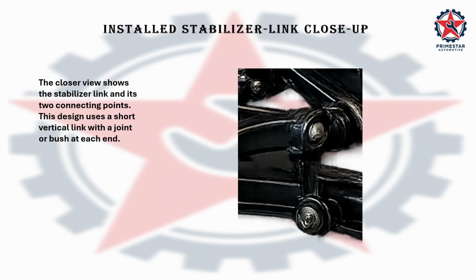The closer view shows the stabiliser link and its two connecting points. This design uses a short vertical link with a joint or bush at each end.